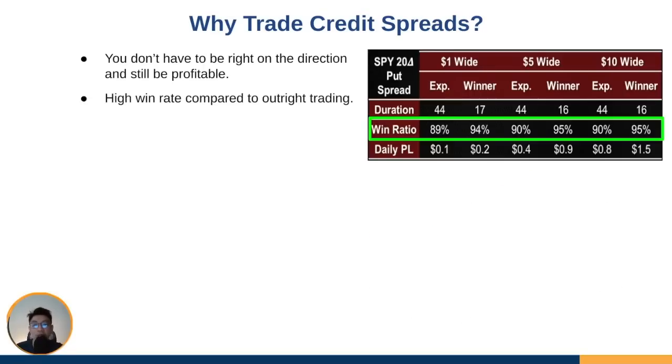Now, the next reason is that it actually has a high win rate compared to outright trading or even just buying out of the money call options, right? So as you can see down here, the win rate is very high. This is a study done by the Tasty Trade research team where they tested the 20 delta put spread, right? The 20 delta put credit spread. As you can see down here, the win rate is pretty impressive, right? You have $1 wide, $5 wide, $10 wide. So regardless of how wide it is, you can see the win rate is above 90% for most of them, right? You can see it's pretty high.